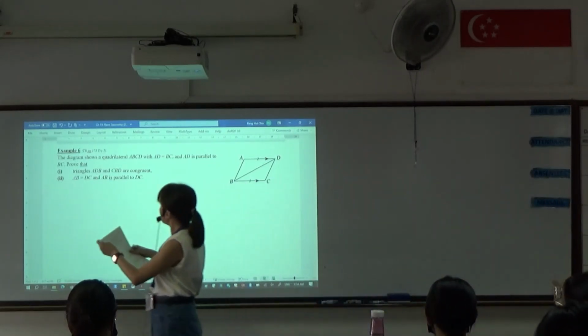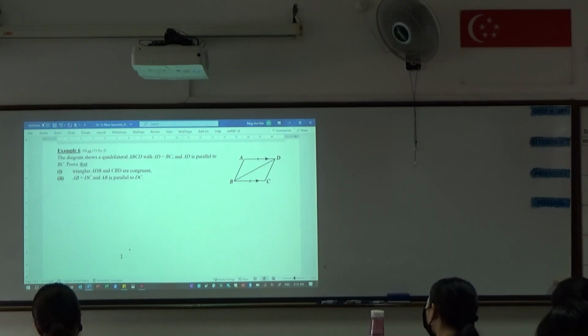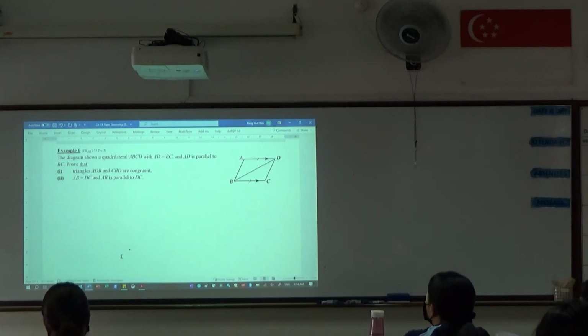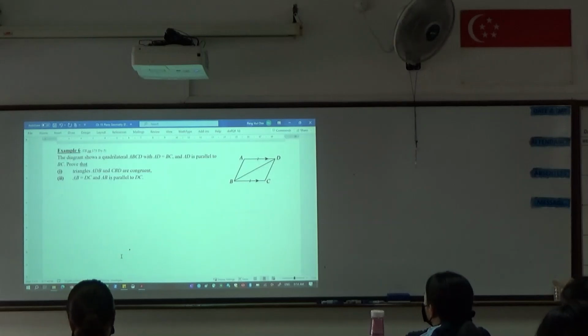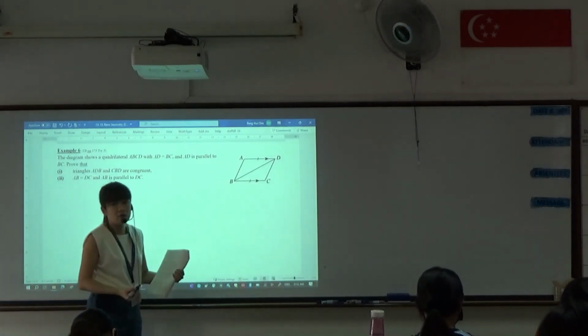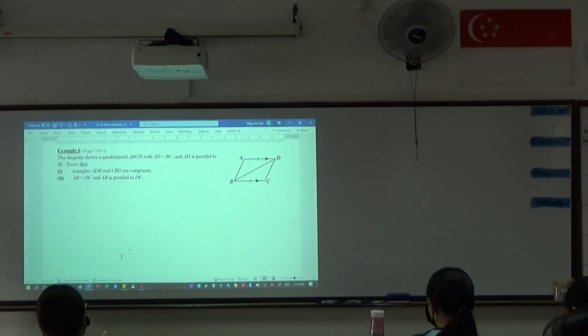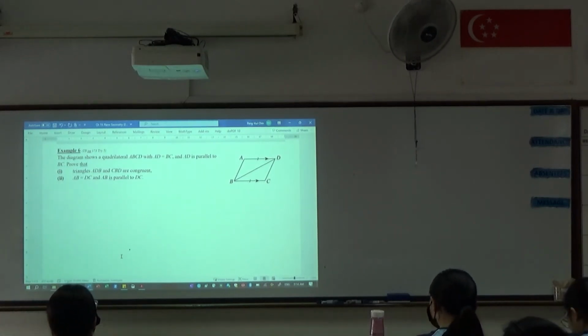Okay, so in example 6, it says that the diagram shows a quadrilateral ABCD with AD equals to BC and AD is parallel to BC. The question did not mention that this is a parallelogram, so you cannot make an assumption that it will be a parallelogram. Even if the diagram looks like a parallelogram, you cannot assume it so long as the question did not mention it.